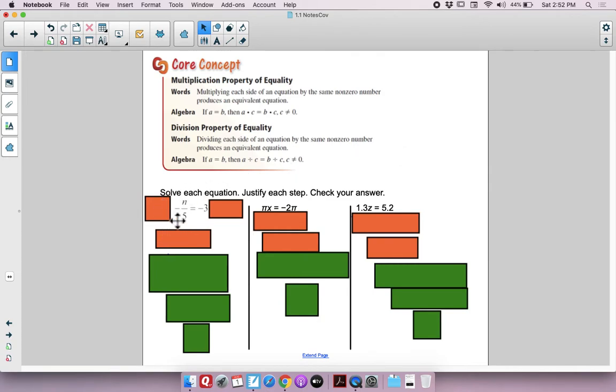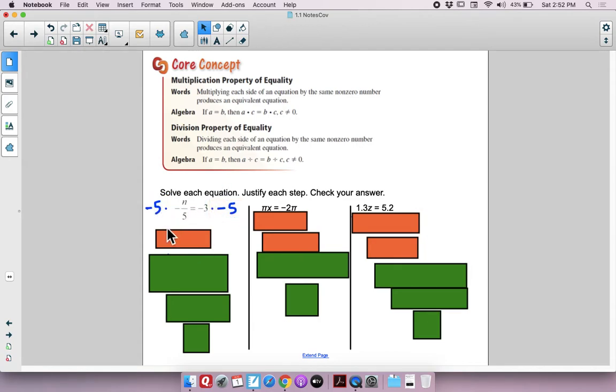Okay, so this is negative n divided by 5. So what are you going to do to both sides? You're going to multiply. I want to get positive n, right? So I don't want to just multiply both sides by 5. I actually want to multiply by negative 5.